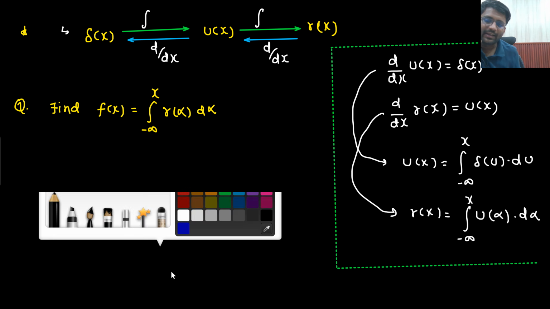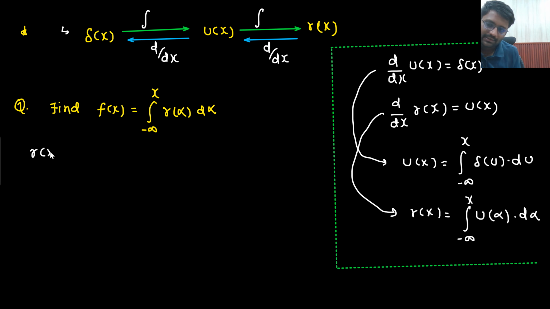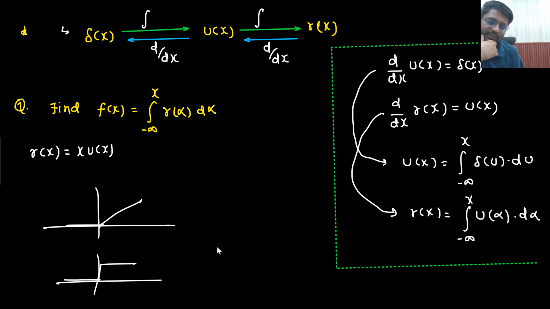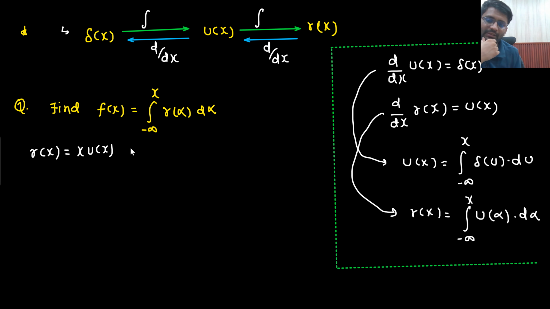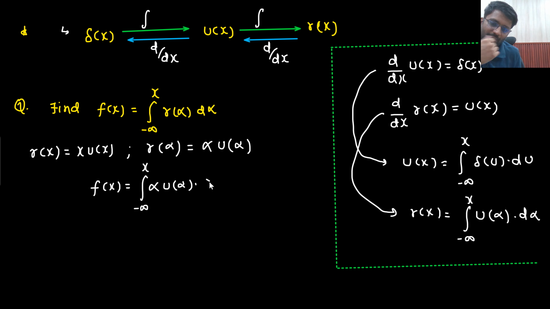Now can you let me know what was your rx? Sir, rx was written as x into ux. Say yes or no? Rx was x into ux. This was your ux. This was the graph of x. You multiply both of them, what you will be getting? This graph only. So this was ux and this was x. So rx was x into ux. So what will be your r alpha? R alpha will be alpha into u alpha. So can I write down fx as minus infinity to x alpha into u of alpha d alpha.